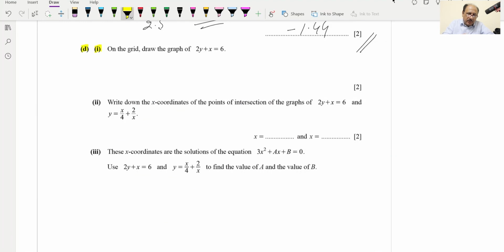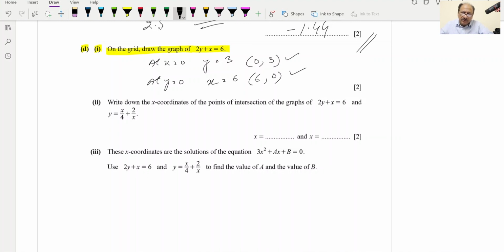D part, I, on the grid draw the graph of 2y plus x is equal to 6. So we can do one thing. We can take the points like at x is equal to 0, y will be equal to 6 by 2, which is 3, so our point will be 0 and 3. And the second point, when y is equal to 0, x will be equal to 6, so our point will be 6 and 0. So these 2 points we can trace, 0, 3 and 6, 0.